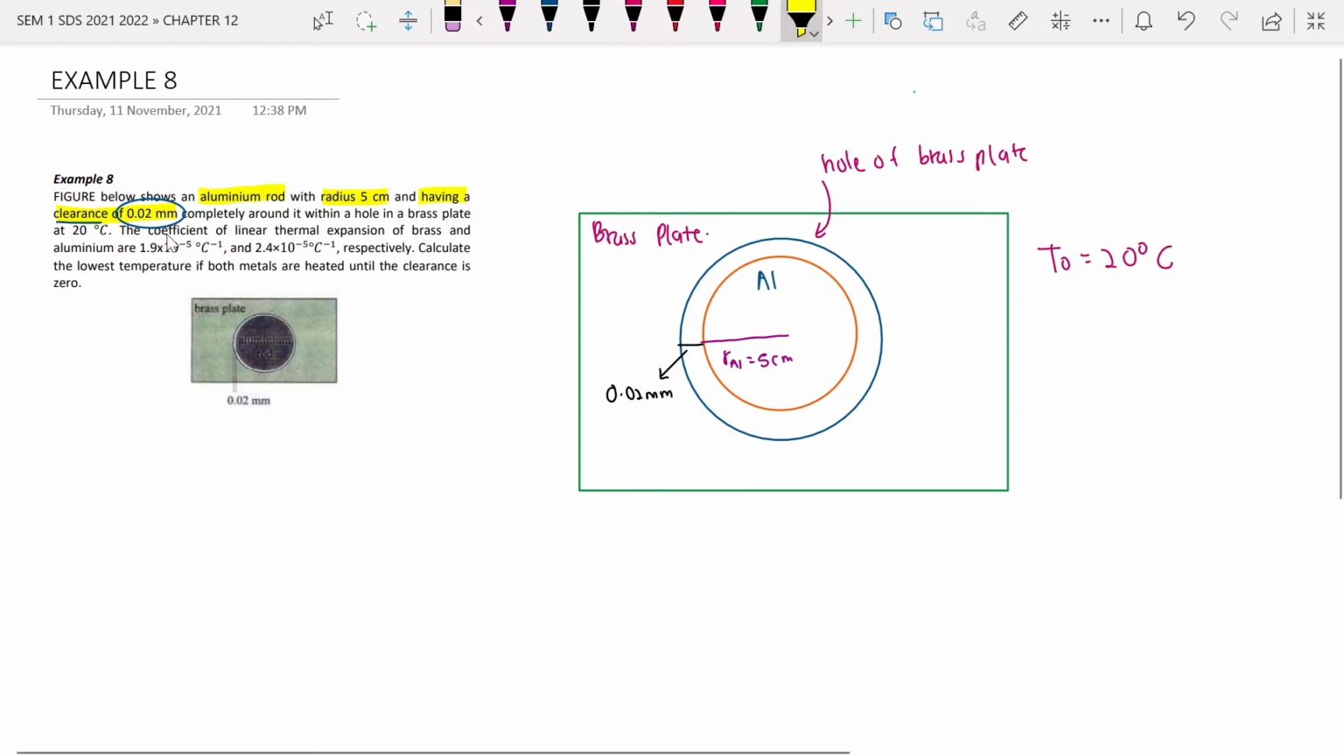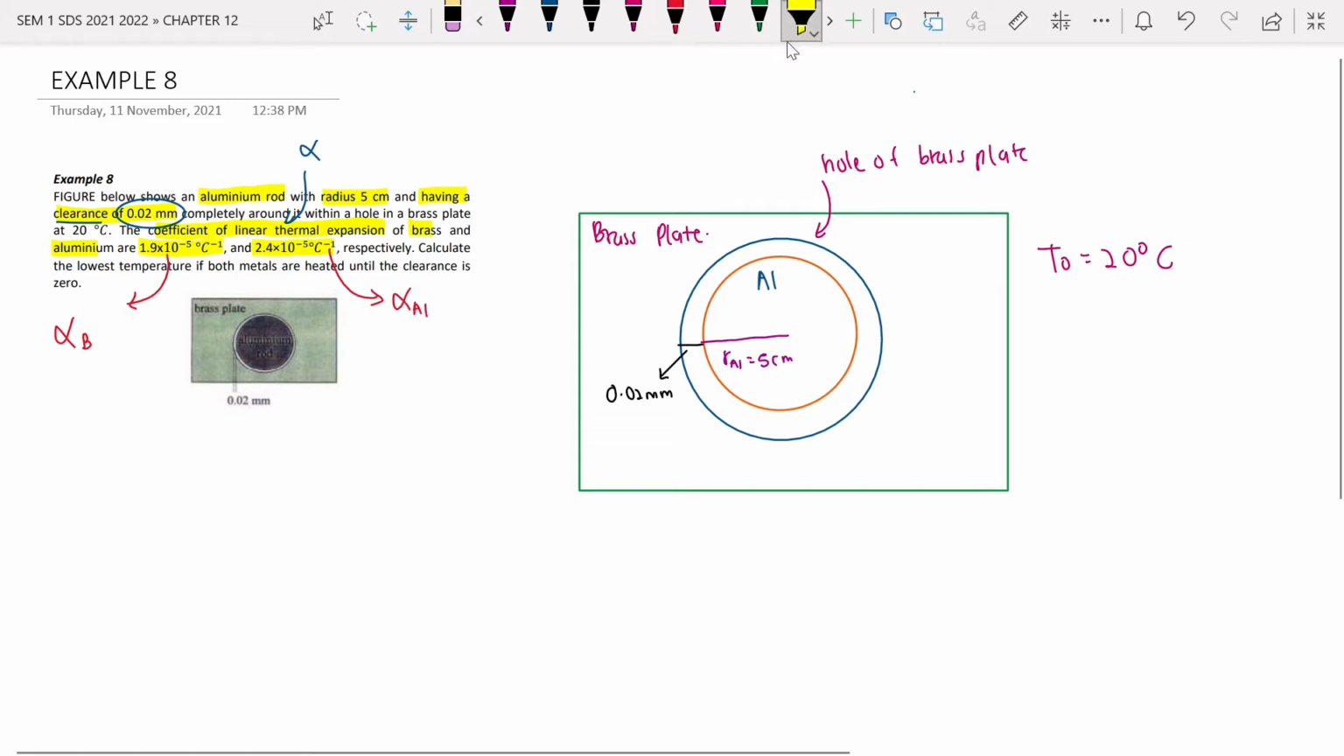Okay, given the coefficient of linear thermal expansion, coefficient of linear. So, alpha of brass and aluminium are 1.9 times 10 to the power of negative 5 per degree Celsius and 2.4 times 10 to the power of negative 5 per degree Celsius. So, this is the coefficient of thermal expansion for brass plate, and this is the coefficient of thermal expansion for aluminium rod.